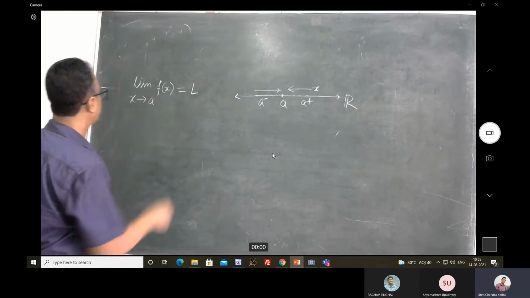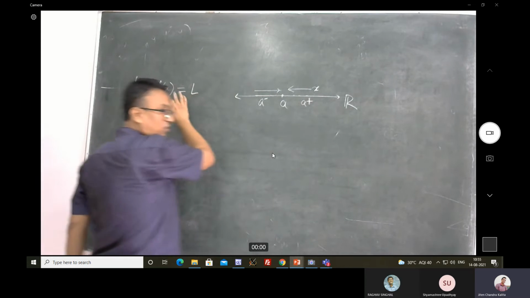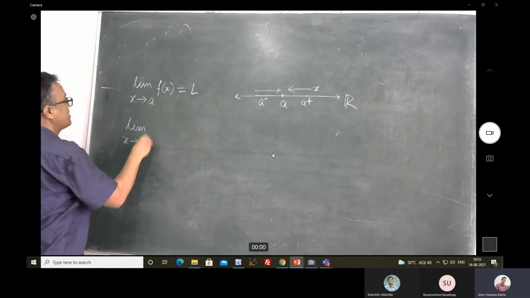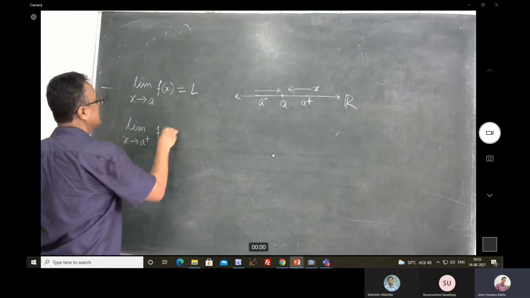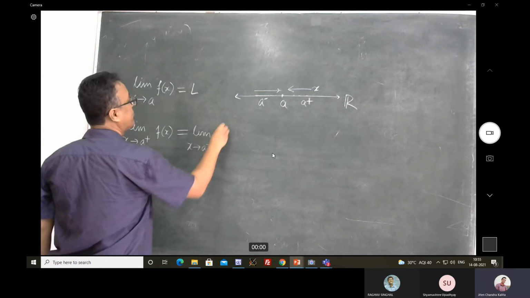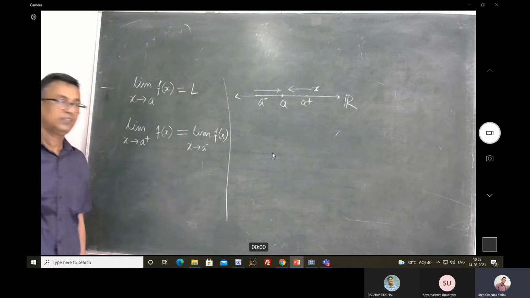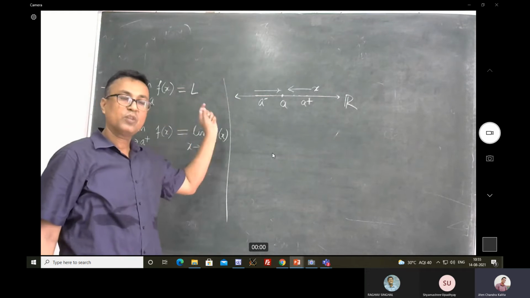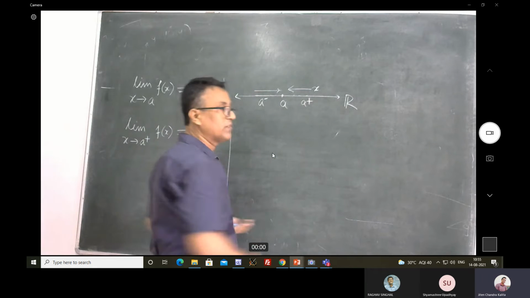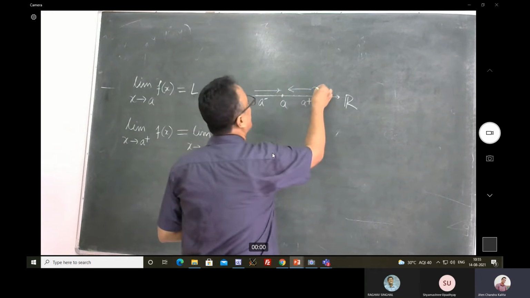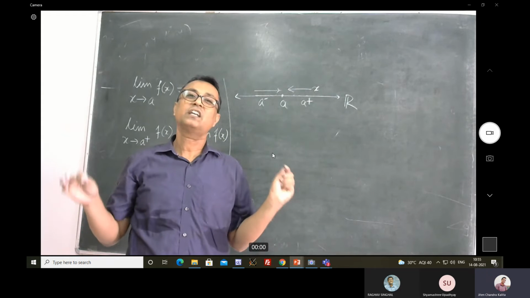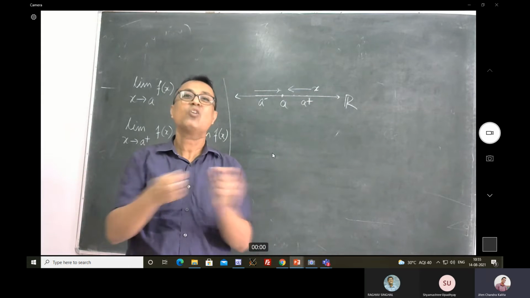Now what is happening there? If the limit has to exist for a function of a single variable, we must have the limit x tending to A plus of f of x equal to the limit x tending to A minus of f of x. Only then do we say that the limit exists. For a function of two variables it is going to be the same thing. The difference is that for a function of one variable, there is only one way for the point x to approach A. It can approach A only along a straight line.